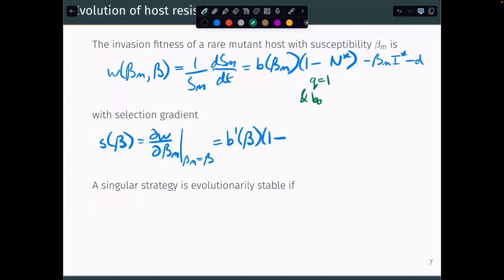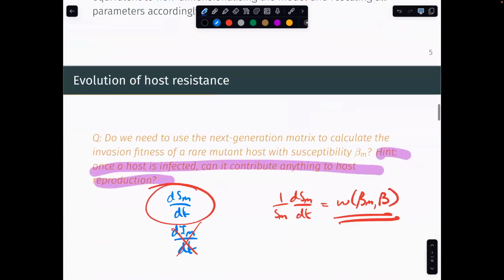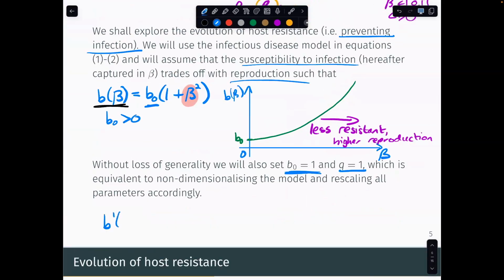And we've also set B naught equal to 1. So we would have had 1 minus Q N star, but Q is equal to 1, so this is just 1 minus N star. And we have a minus I star as well. We're taking the derivative with respect to beta M, so the D at the end drops off. What's our beta prime? Well, how do we define it up here? Beta prime of beta is just going to be equal to 2 B naught beta, and we've set B naught equal to 1, so this is 2 beta.